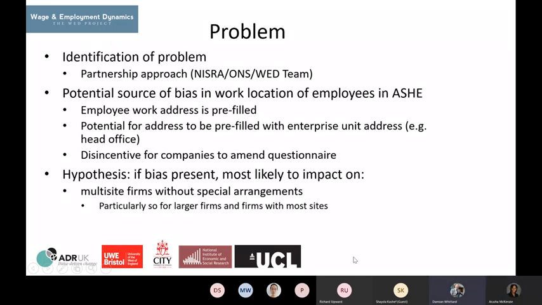Firms are obviously required to change this, but there is an implicit incentive to leave it blank and just move on. Particularly if you're a larger company with many people in the ASHE sample, the 1% sample of employers. So potentially there are reasons to believe that there could be some bias in the employee's workplace address.